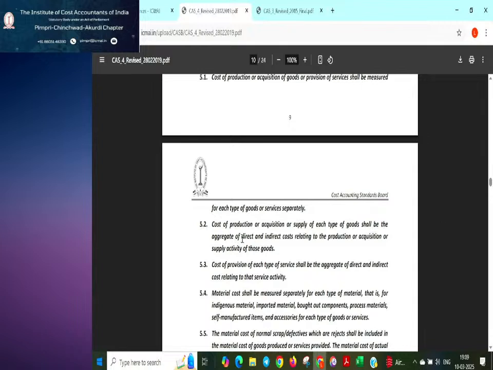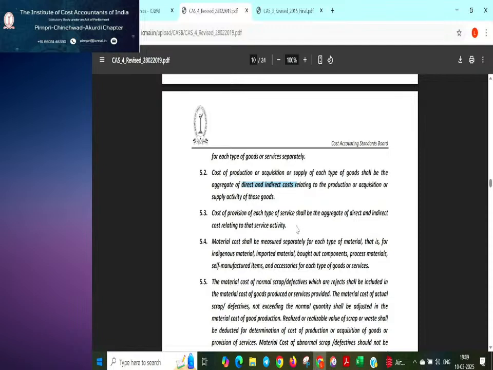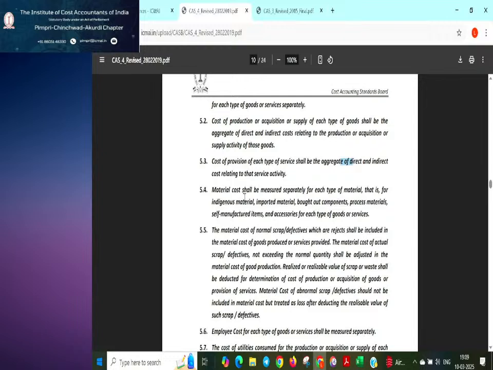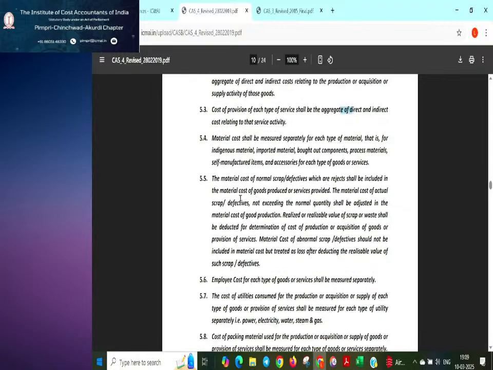And how do we do that? It is an aggregate of direct and indirect cost relating to the production or acquisition or supply. It can be produced or acquired. Cost of provision of each type of service shall be aggregate of direct and indirect cost relating to that service activity. What is your material cost in that? It shall be separately determined for each type of material, that is for indigenous material, imported material, bought out components, process materials and so on. The material cost of normal scrap, defectives which are rejects shall be included in the cost of goods produced or services produced.